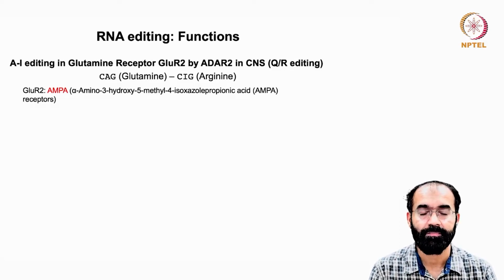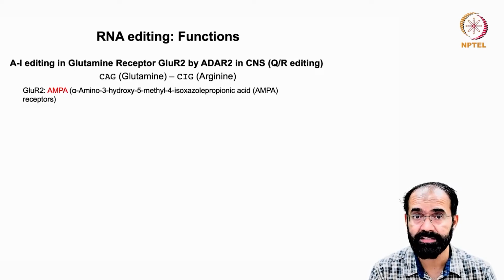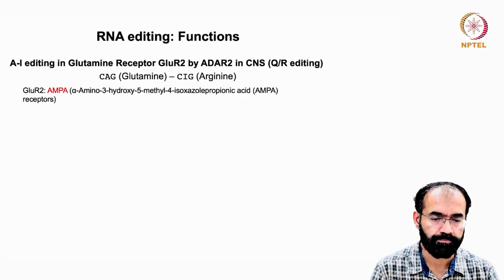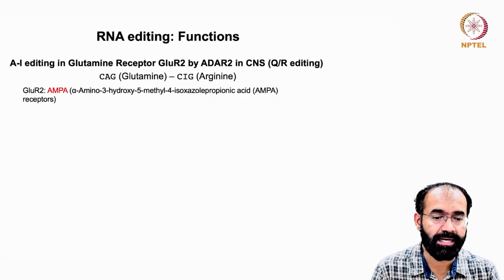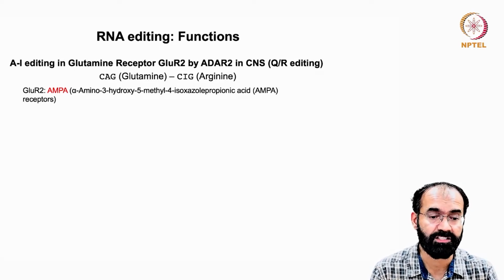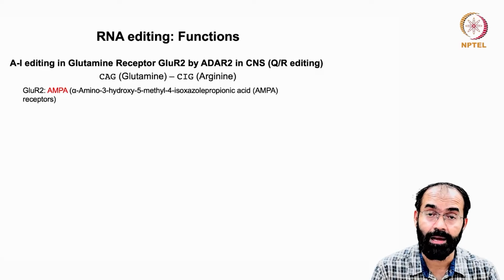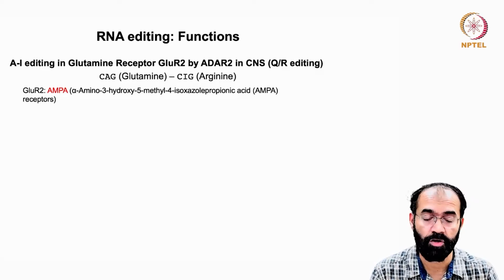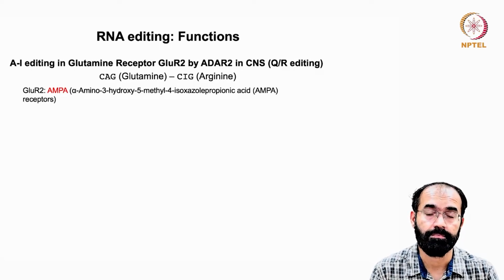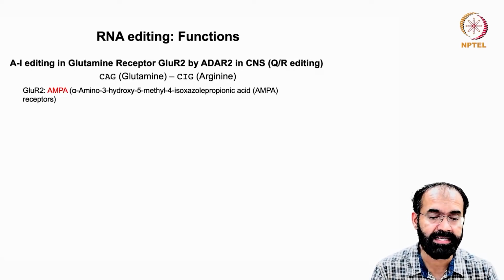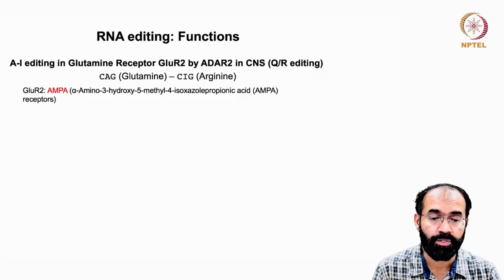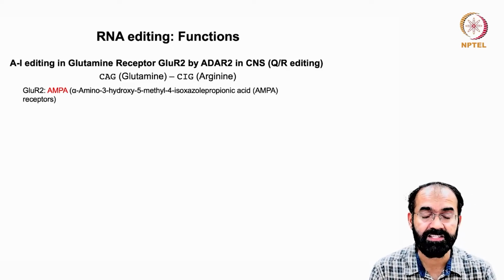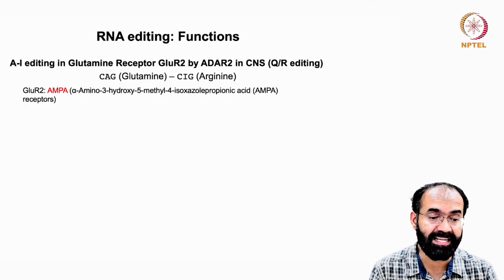So what happens is the GluR2 subunit is edited, while the other subunits of this glutamate receptor are unaffected. This has to be read as not glutamine receptor, it is glutamate receptor. And the amino acid that changes because of this RNA editing is glutamine to arginine. So CAG is changed into CIG.